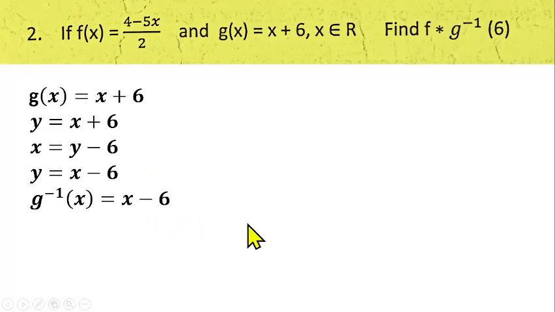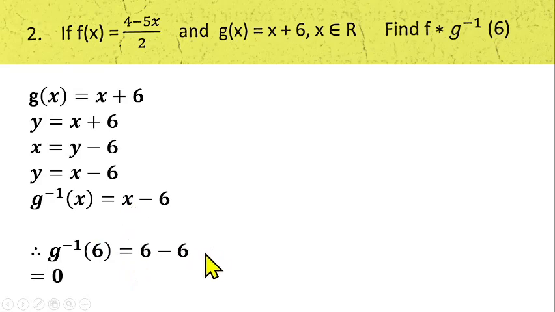Then from there, you can now find the g inverse of 6. That will give us, wherever you see x, you put 6. So you have 6 minus 6, that gives us 0. So g inverse of 6 is 0. You can now put that into f of x.